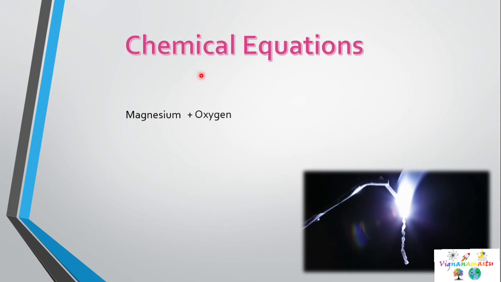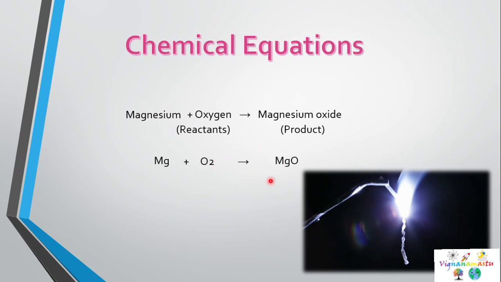Magnesium reacts with oxygen in the air to give magnesium oxide. Here, magnesium and oxygen are the ones which are undergoing reaction, so we call them reactants. And magnesium oxide is what we get in the end, so it is called the product. So magnesium is represented by Mg, oxygen by O2. It is a diatomic molecule, as you all know, and we get MgO.